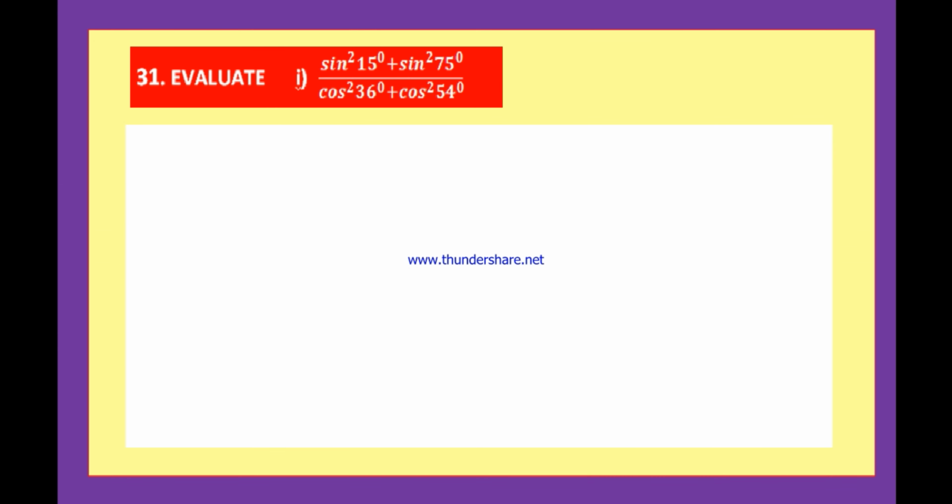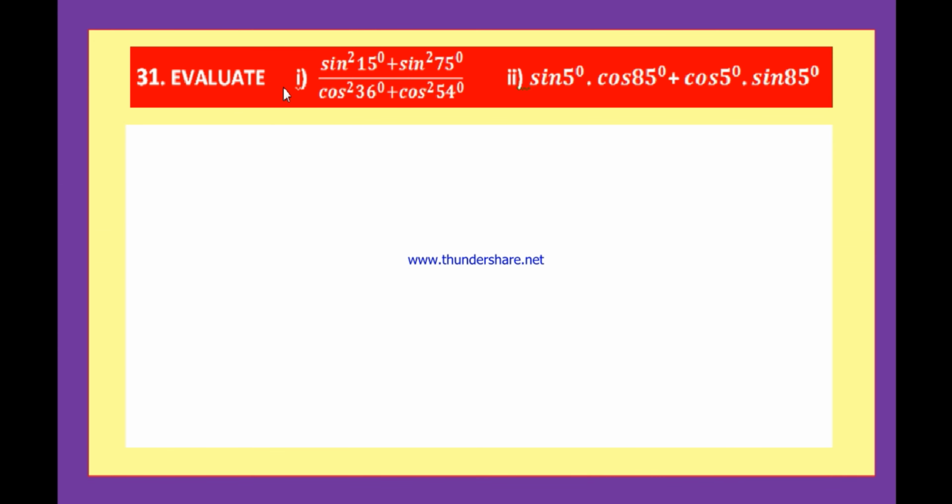Now another question, question number 31. Evaluate the first bit: sin square 15 degrees plus sin square 75 degrees by cos square 36 degrees plus cos square 54 degrees. And the second bit: sin 5 degrees into cos 85 degrees plus cos 5 degrees into sin 85 degrees. We have to find the values of both the bits.